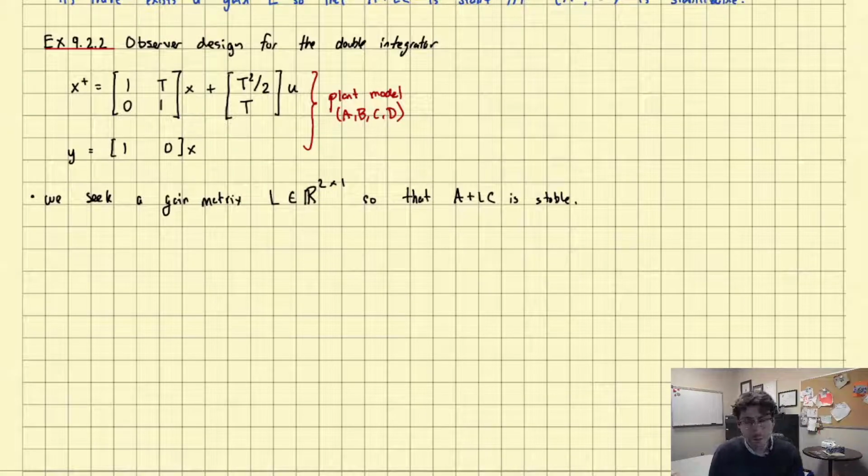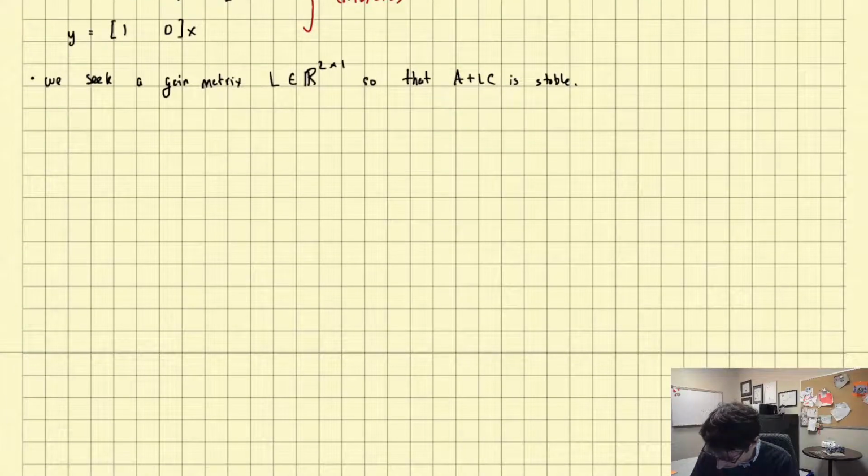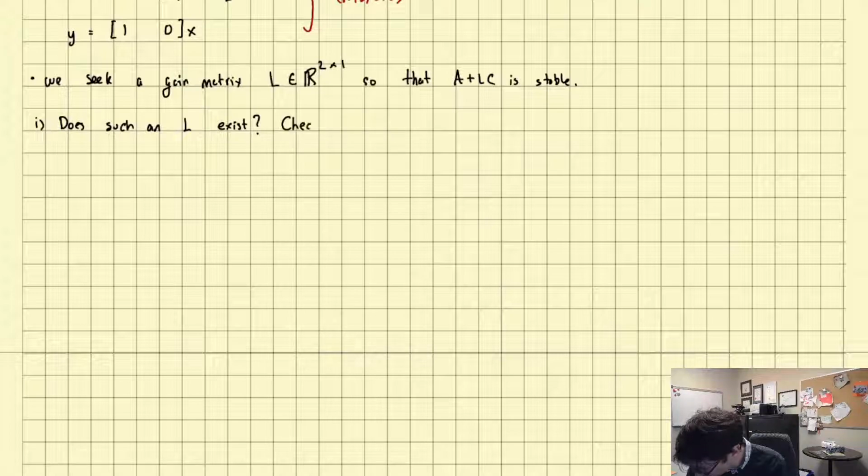So the question, this is very similar to what we did last class. Does such an L exist? Well, let's check this. Use the observation that we had above. Does such an L exist? Well, let's check if A transpose, C transpose is controllable.